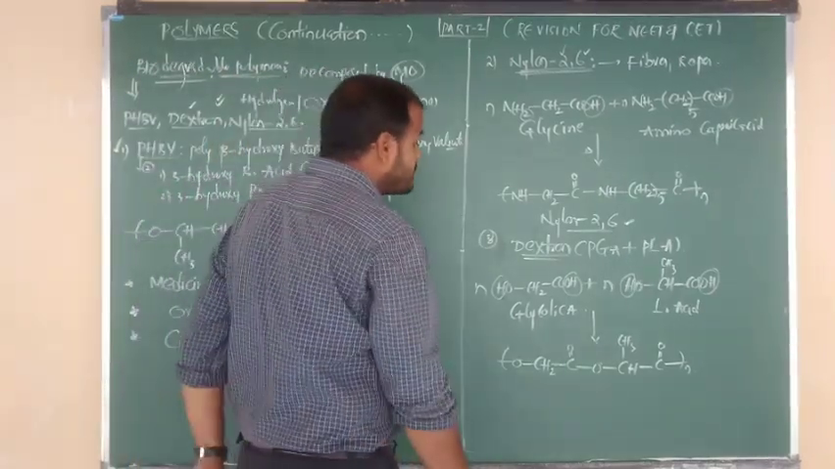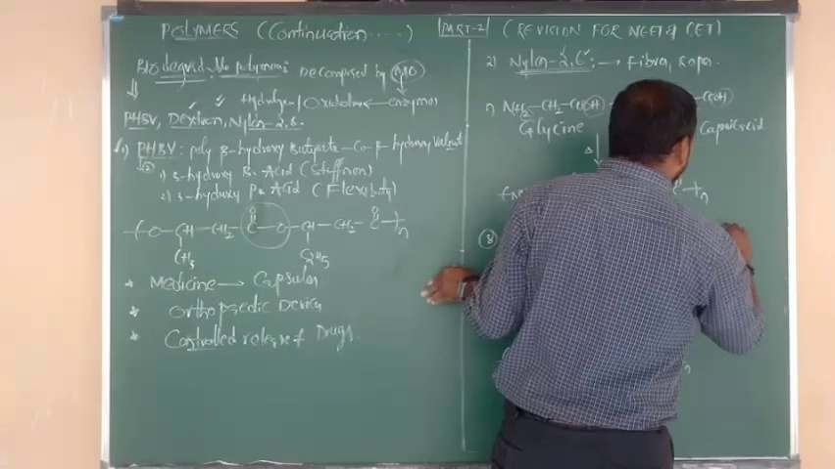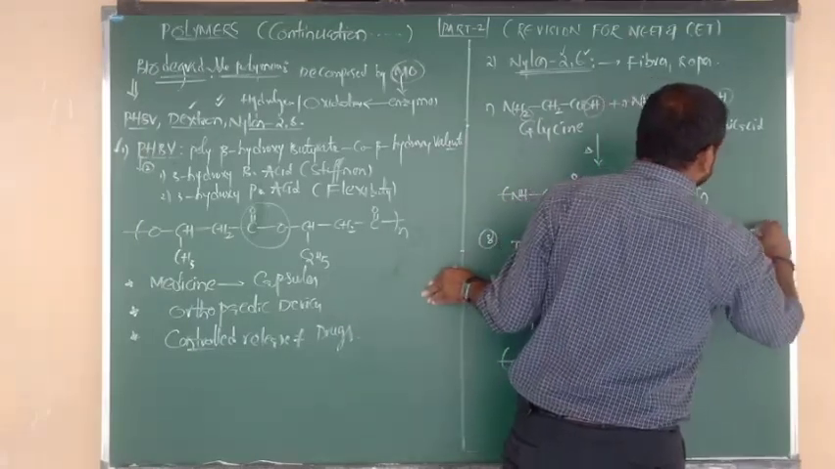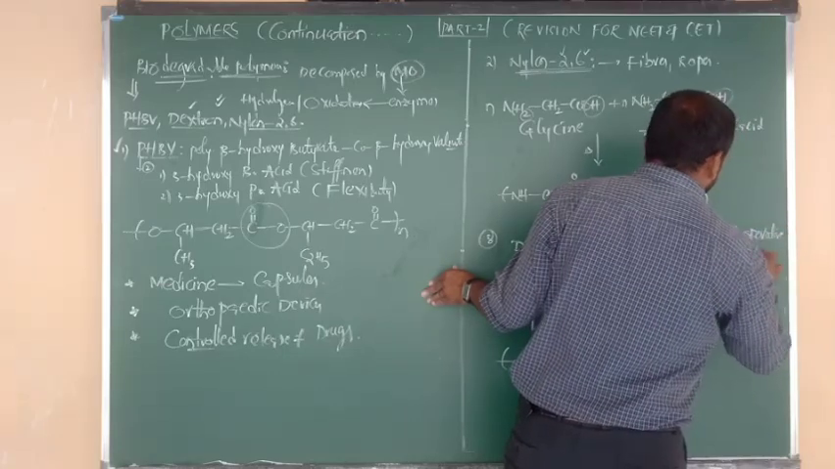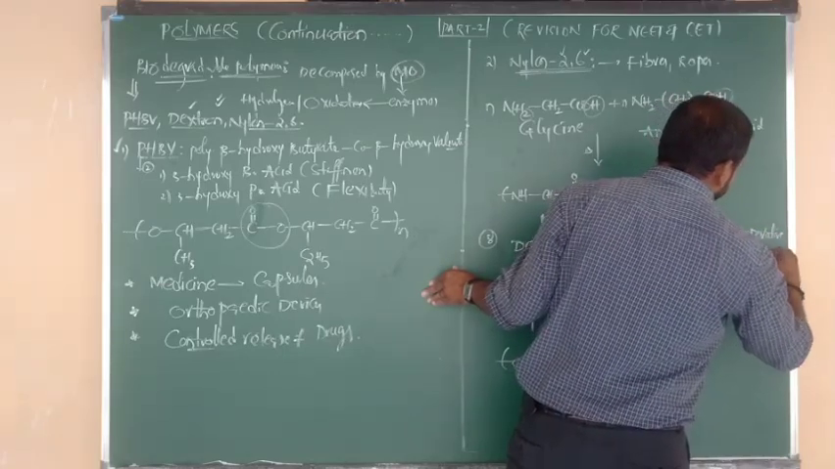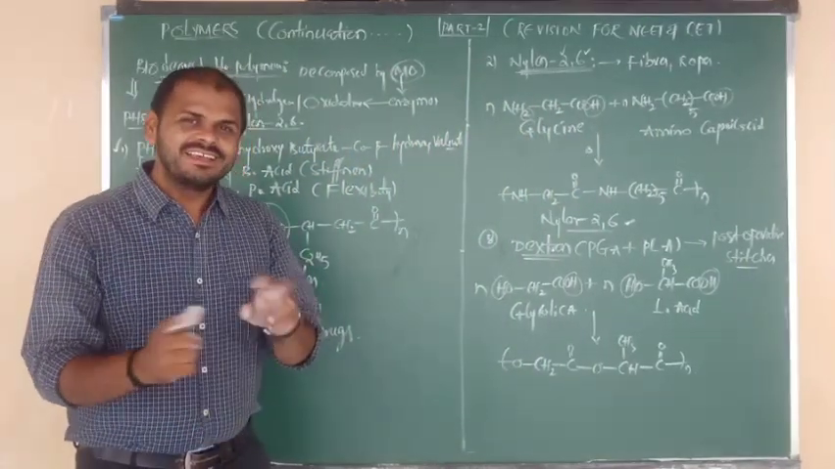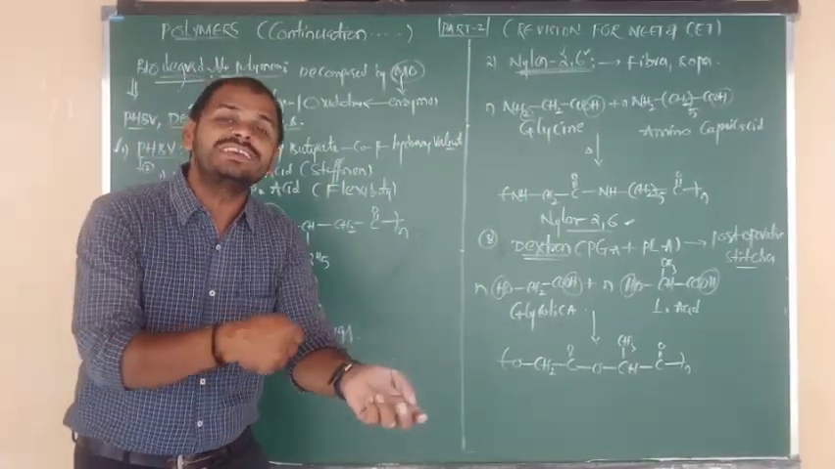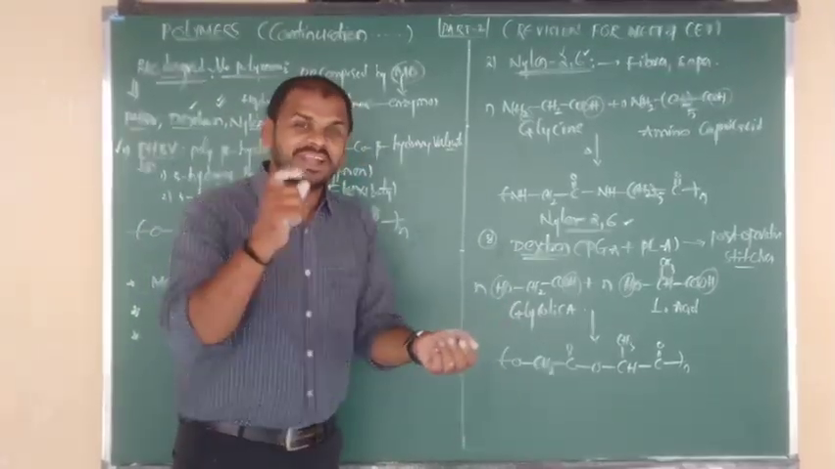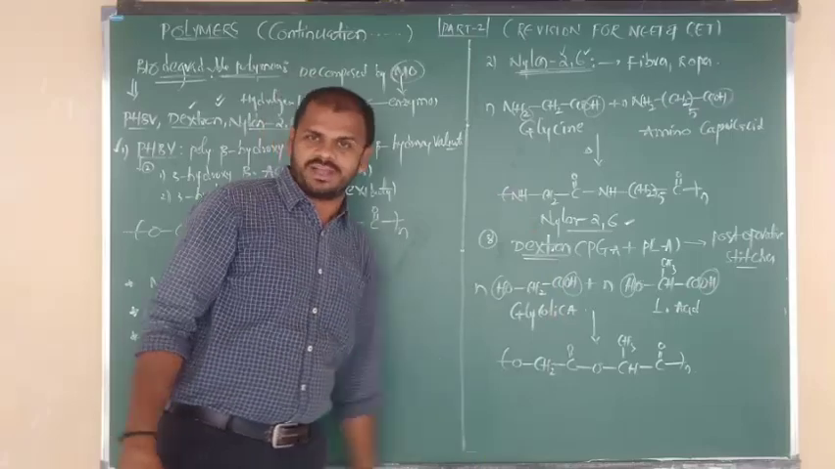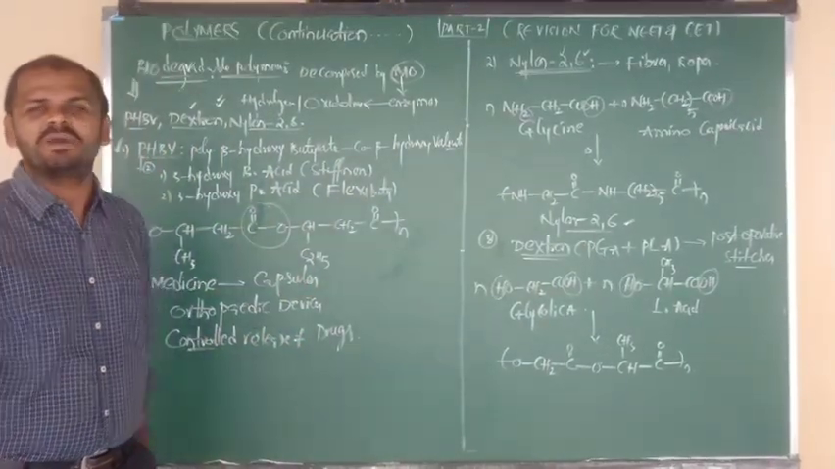So what is the use of dextran? Dextran is used for post-operative stitches, that is, after surgery. For stitching of wounds we use a thread, and that thread is nothing but dextran thread. It is biodegradable, so it gets decomposed inside the body.